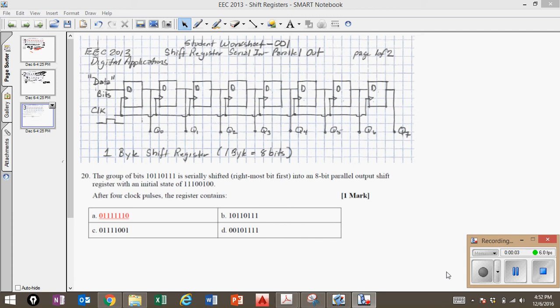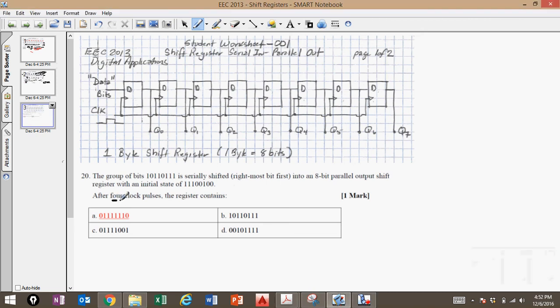Hello class. I'm going to solve the problem from the mock exam, which gives you more experience with how to use shift registers. Now, in order to solve this problem, I have to make a few assumptions. In this problem, they're asking us to find out what will be the status of the shift register after 4 clock pulses. We're assuming that the initial state is this value here, and this will be the bits that will be shifted into the shift register.